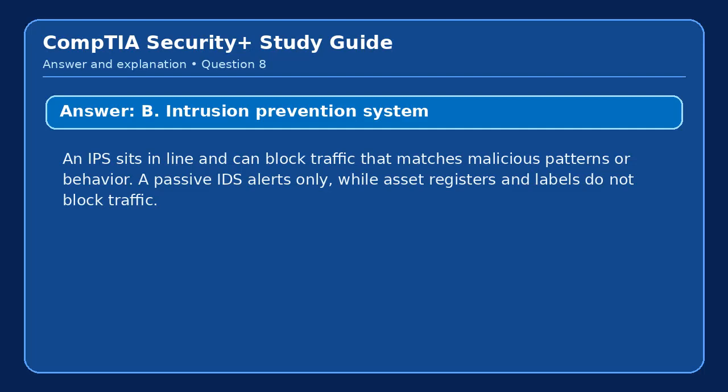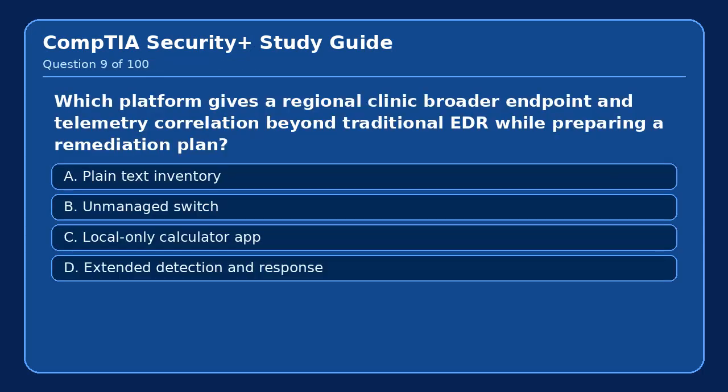Question 9. Which platform gives a regional clinic broader endpoint and telemetry correlation beyond traditional EDR while preparing a remediation plan? A. Plain text inventory. B. Managed switch. C. A local only calculator app. D. Extended detection and response. Take a moment to choose your answer.